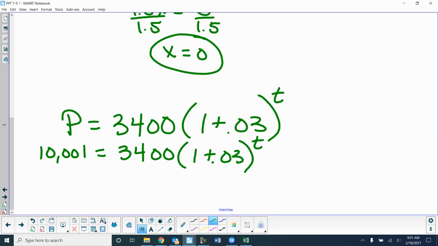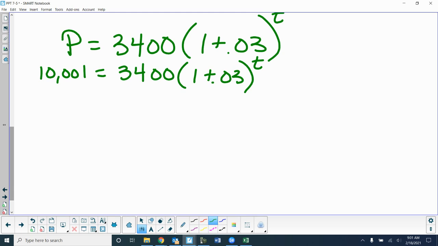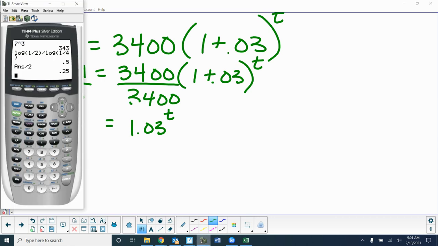First thing I would do is move the 3,400 over. How do I move it over? Divide, right? So smart when you want to be, when you're not zoned out. 1 plus 0.03 is just what? 1.03, right? So let's just do that. And what's that? 10,001. All right, yeah, 10,001 divided by 3,400 is 2.941.